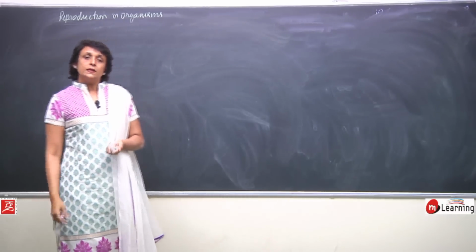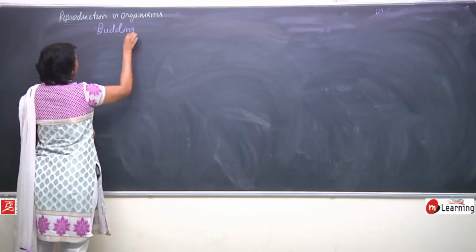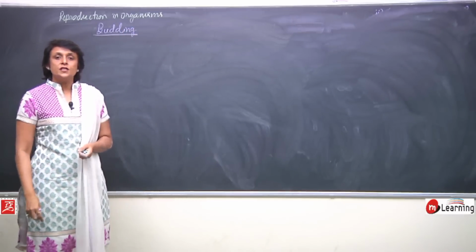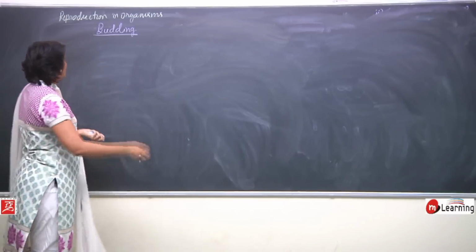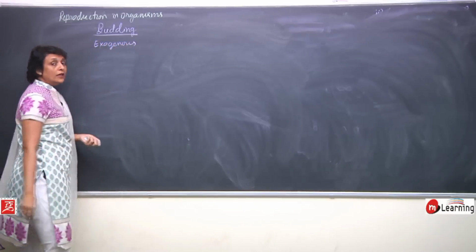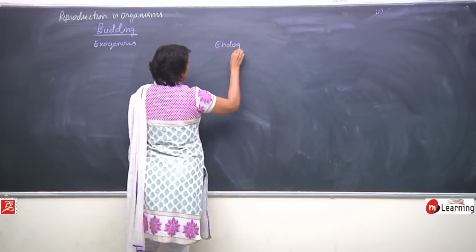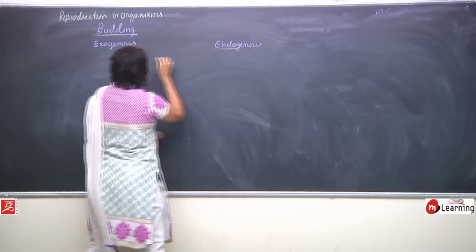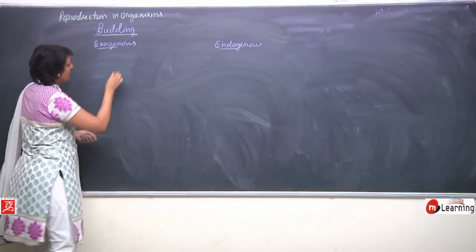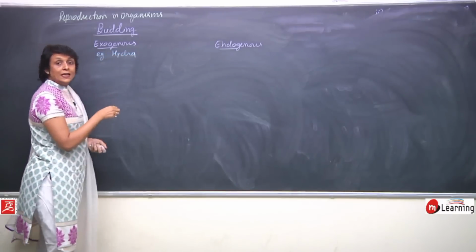So next method is budding. Two types of buds are seen in organisms. Some buds which are seen outside the parent body are called exogenous buds, and the ones which grow inside the parent body are endogenous. Exogenous budding is what we have seen in junior classes also. Example is hydra. We also see it in yeast.